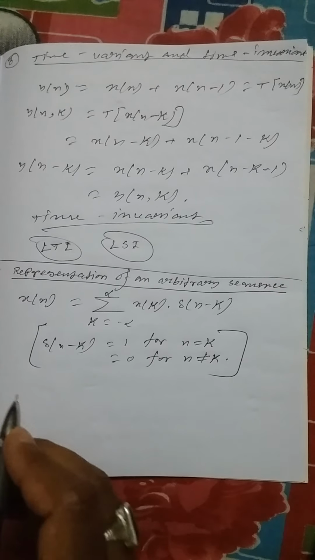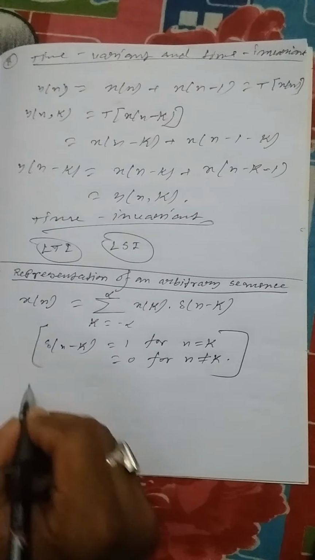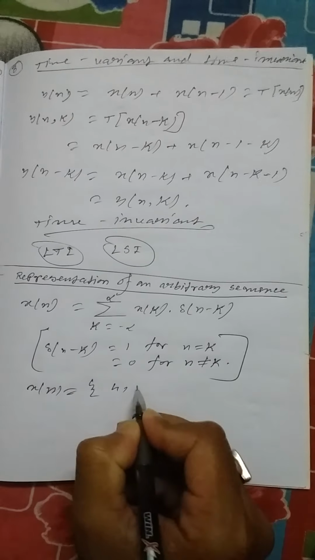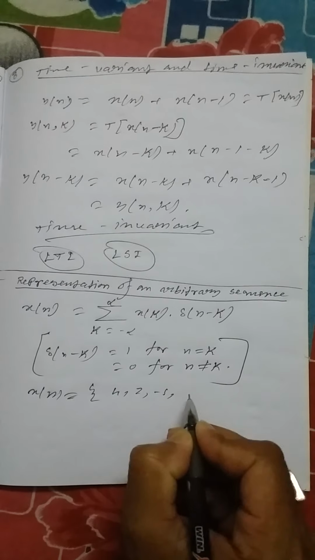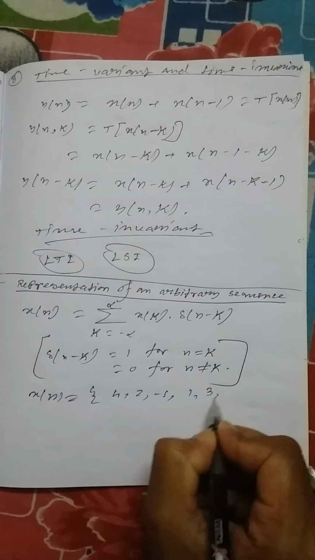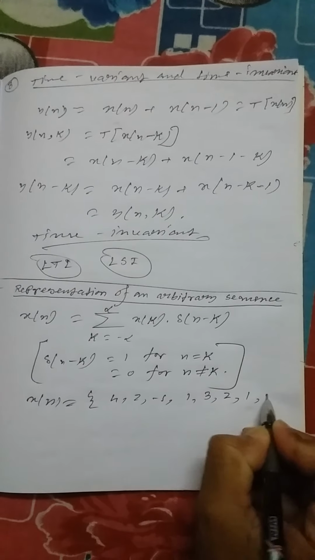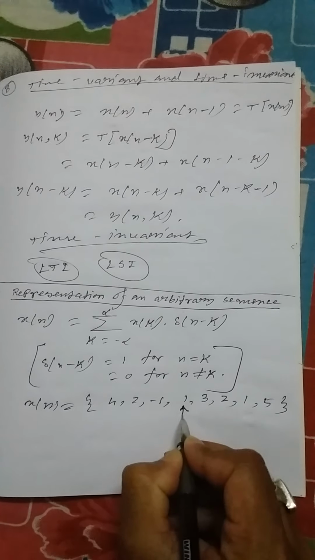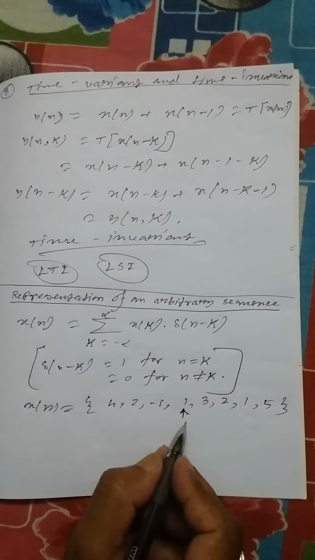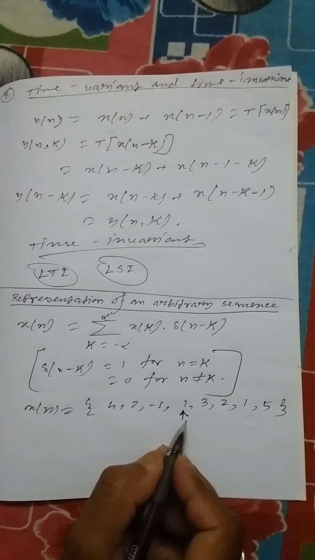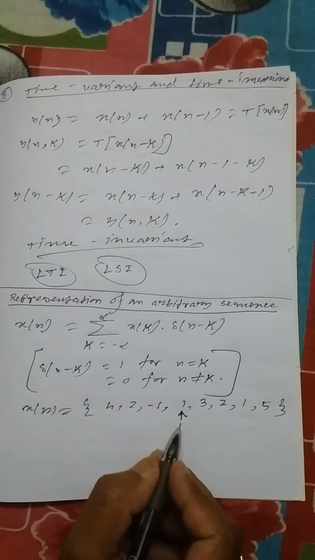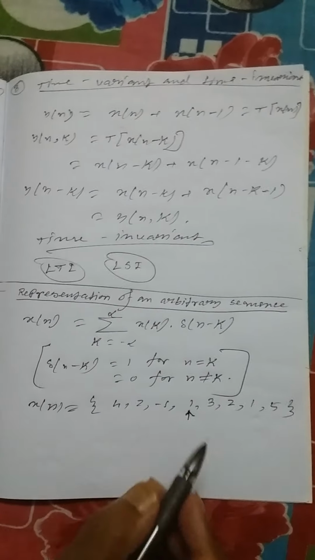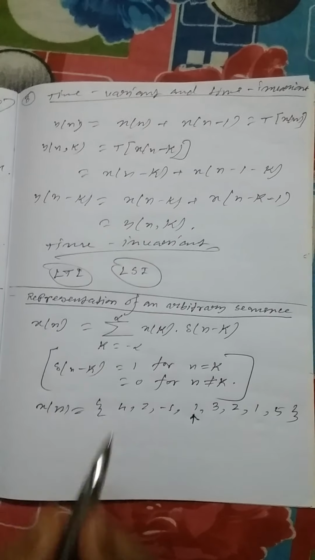Let us take an example. Suppose we have to represent a signal given by x(n) equal to 4, 2, minus 1, 1, 3, 2, 1, 5. The arrow indicates the value of n equal to 0 here. We have to represent it using this formula.